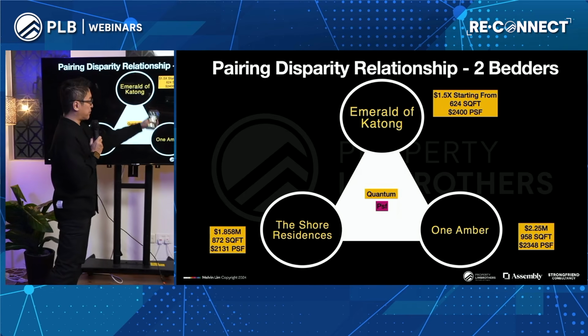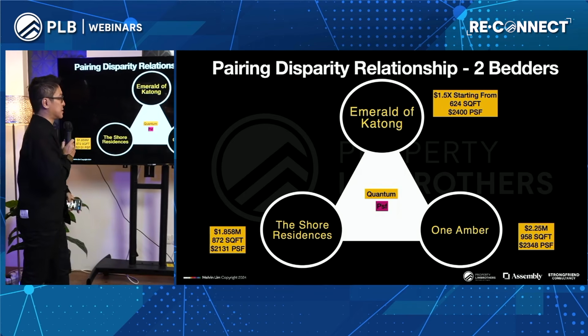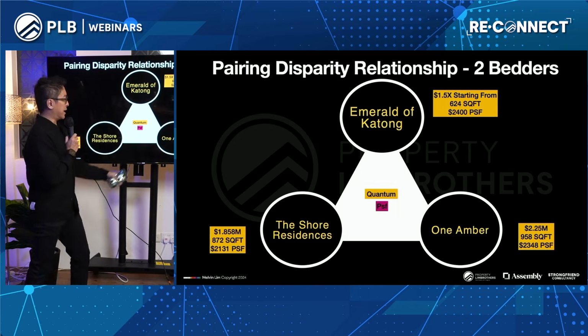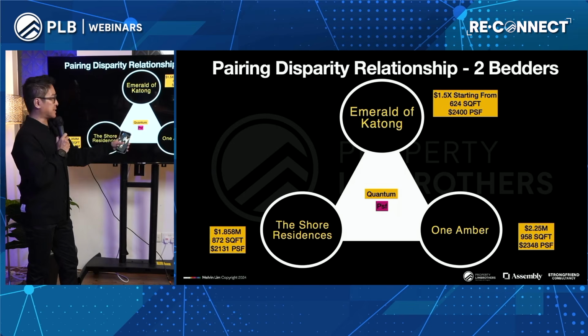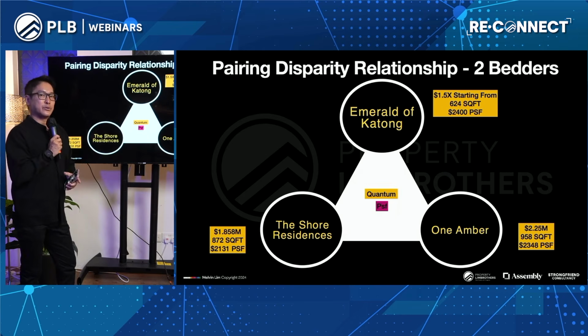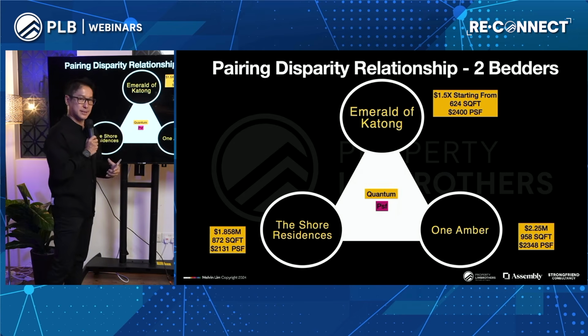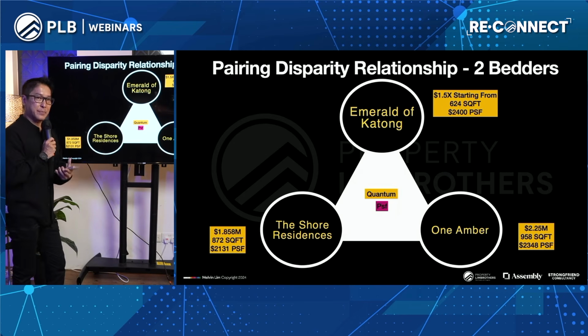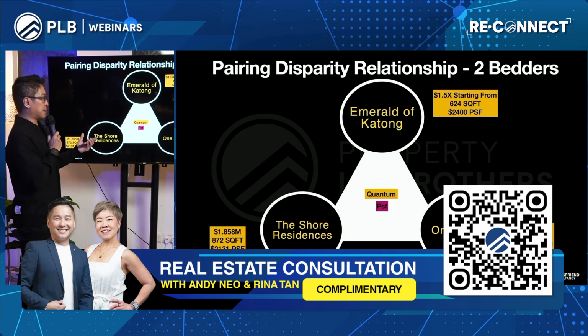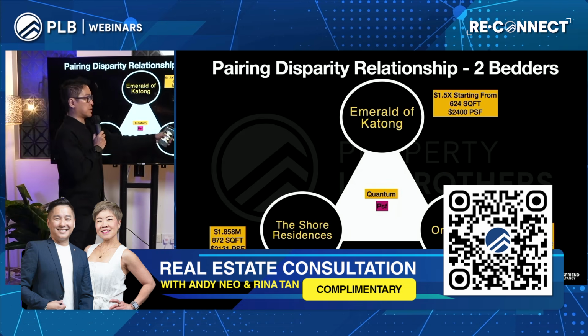Now, what do we compare? It's actually the per square foot difference. If you look at a freehold property at 2,348 PSF versus Emerald Katong at 2,400 PSF, does it make sense? From there, you can make a decision. On a PSF basis, I will definitely want to go into it because the PSF is lower. But of course, at the same time, you have to look at the quantum as well.